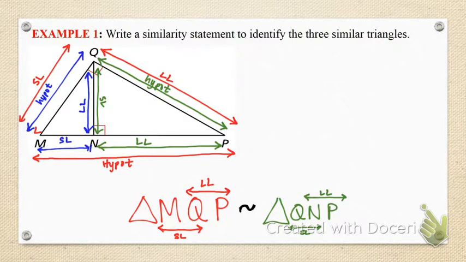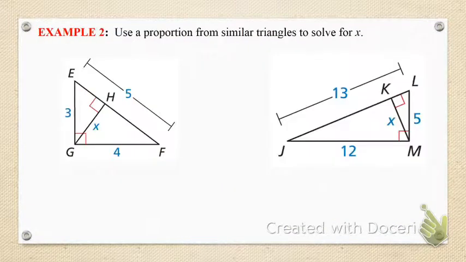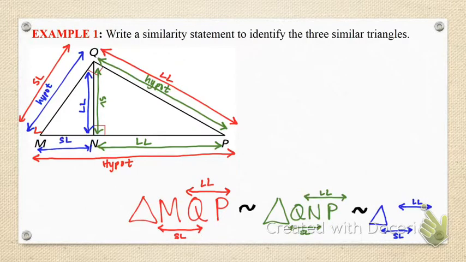Let's do the same thing, but now we're going to work with the smallest triangle, the blue triangle. Again, the first two letters are going to be the short leg. The last two letters will be the long leg. So looking in your blue triangle, the smallest triangle here, which two letters make up the short leg? There they are, right? So that would be MN. And which two letters make up the long leg? That would be N and Q.